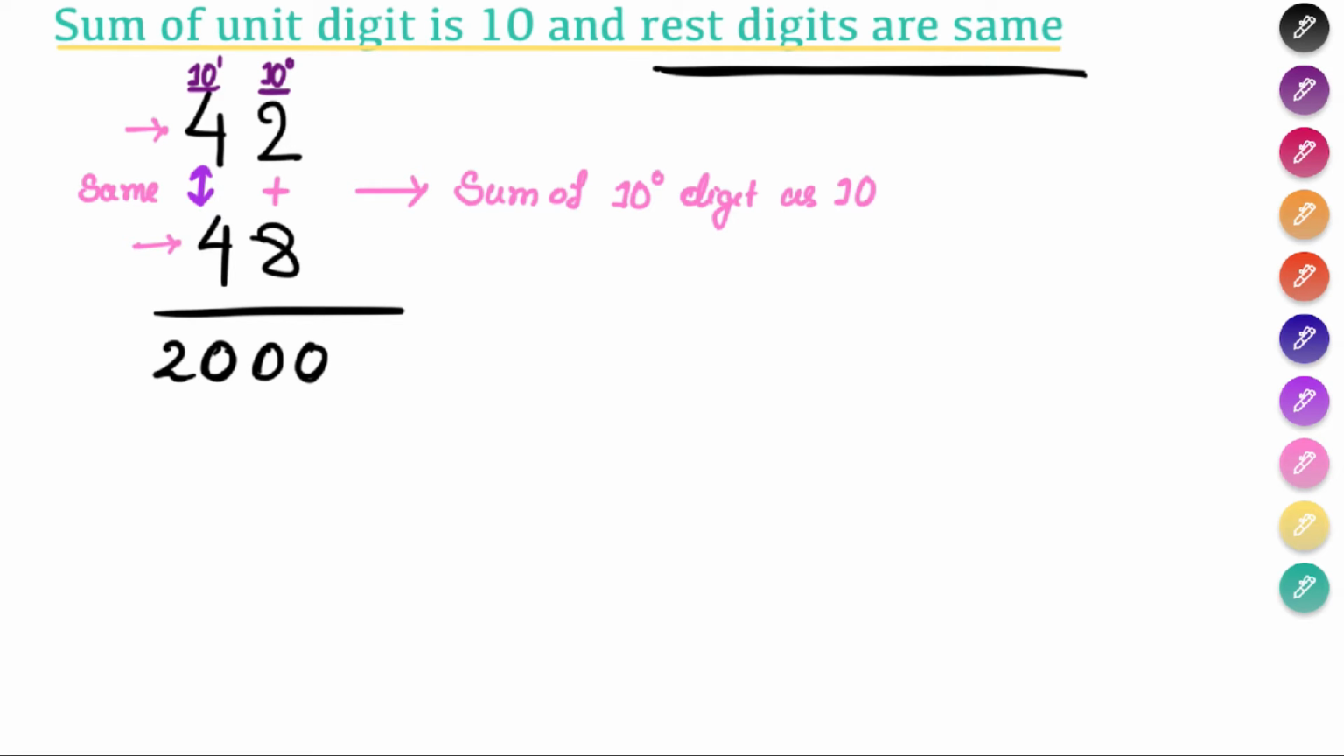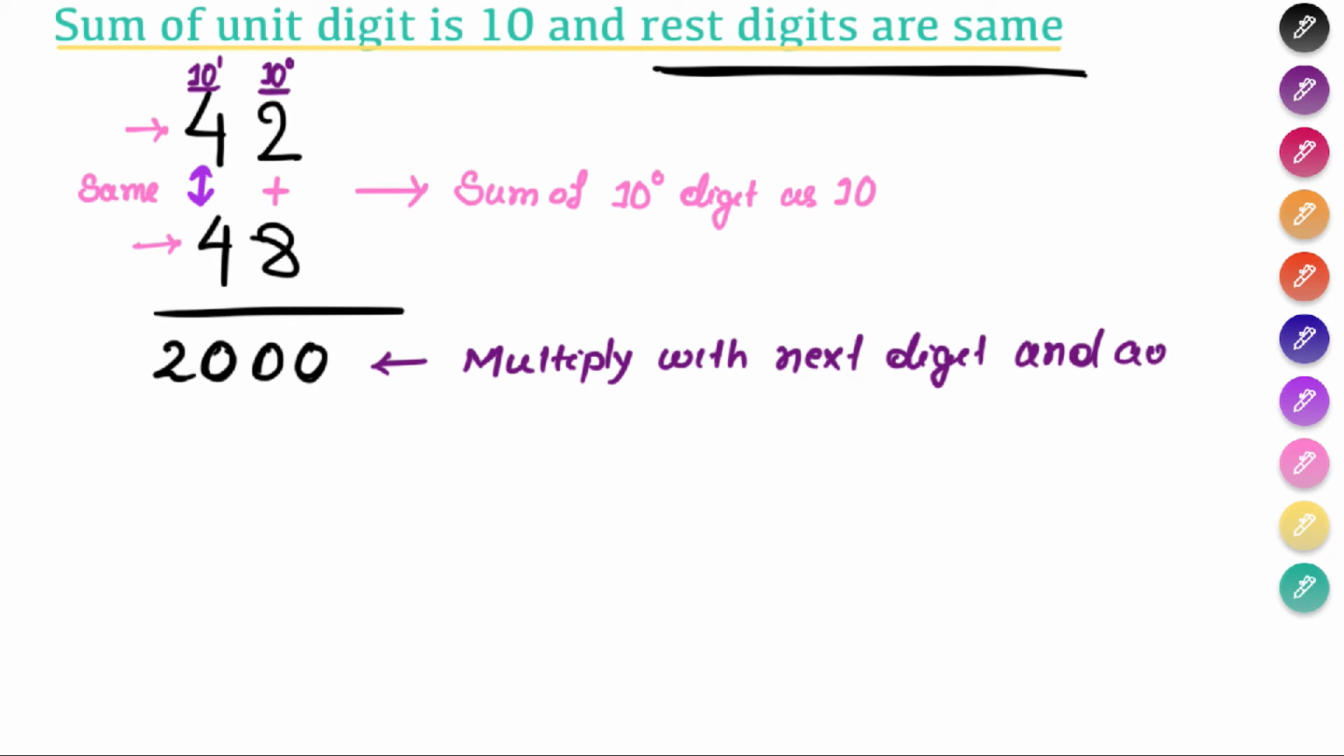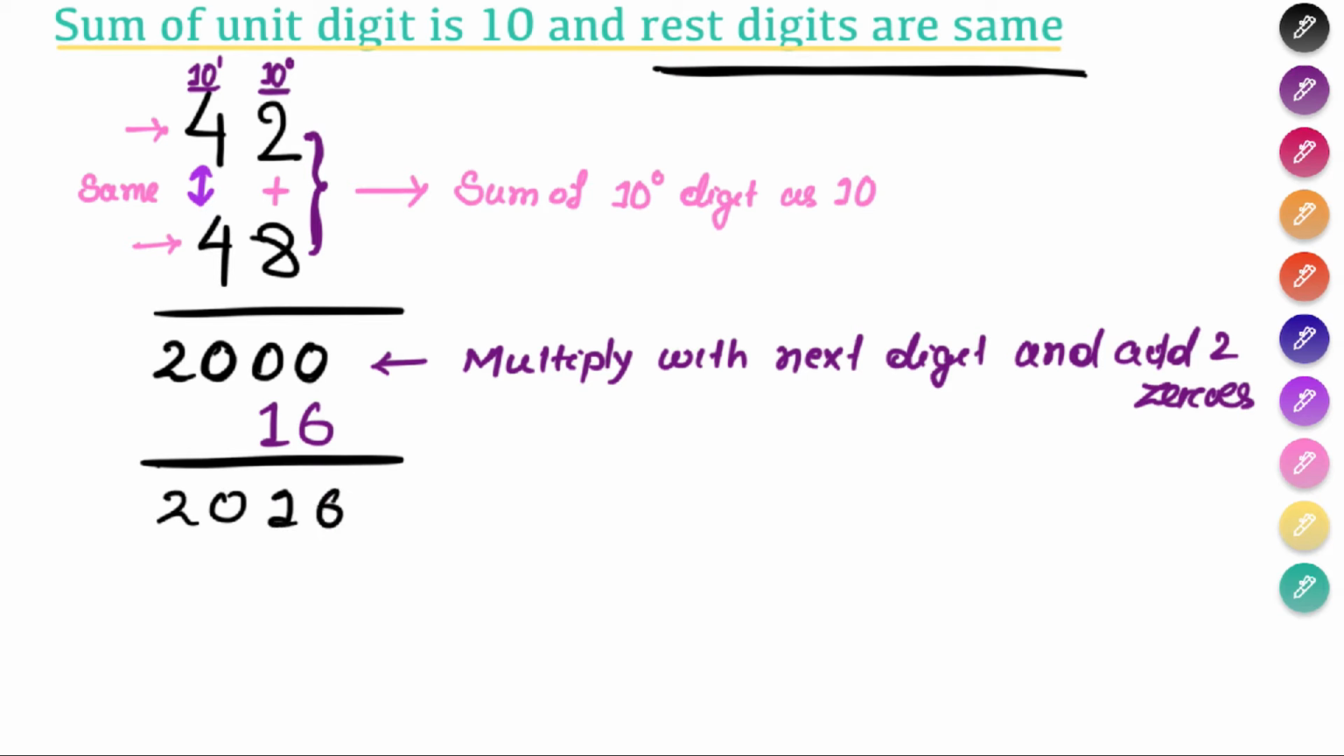Okay, so this was the trick. We multiply with the next digit and add 2 zeros. That gives us 2000. Then what do we do? Then we simply multiply the unit digits. 2 into 8 is 16. Finally, the answer we get is 2016. Isn't that easy? Now let us try with one more example.